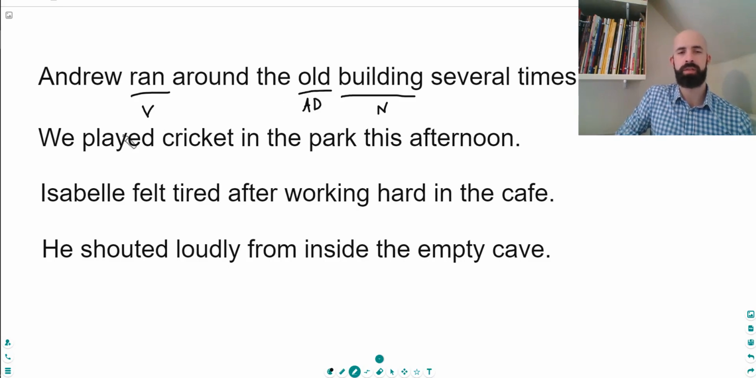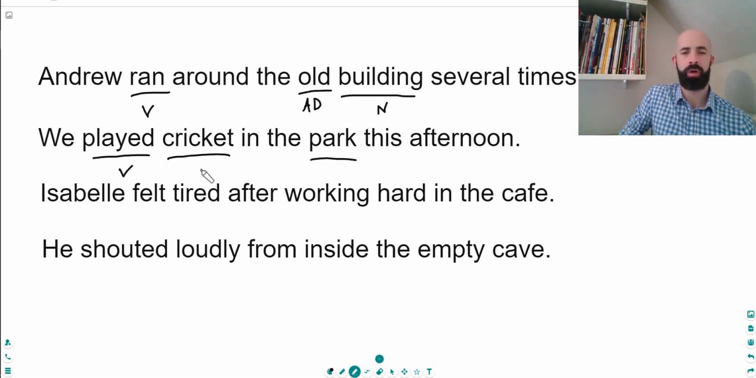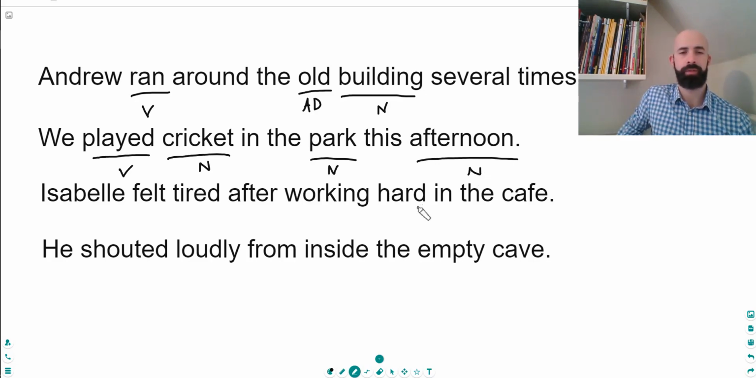Okay, so moving on to the next sentence. We played cricket in the park this afternoon. First up, we've got the verb here, to play. Again, we've got the past tense. Now we have two nouns here. We've got cricket and the park as well. So we've got a noun there and a noun there. And we could also say that this afternoon is also a noun. So we've got another noun there.